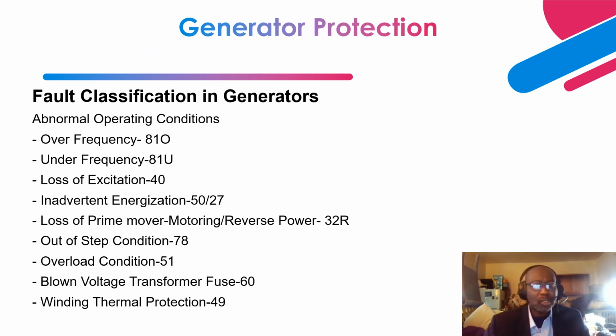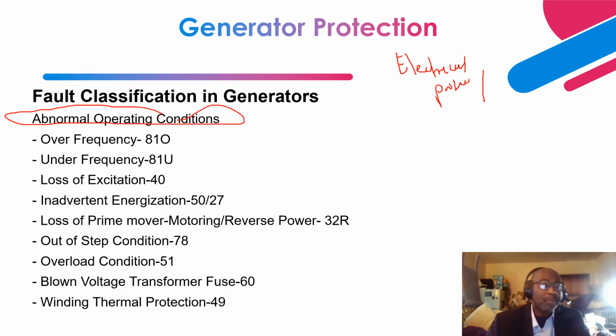Okay, so now let's talk about generator protection. So this is how you answer it. For generator protection, you will say that generator protection is classified into the electrical protection elements and abnormal operating conditions. Now let's talk about abnormal operating conditions. The first one is over frequency. The ANSI designation for over frequency is 81O.